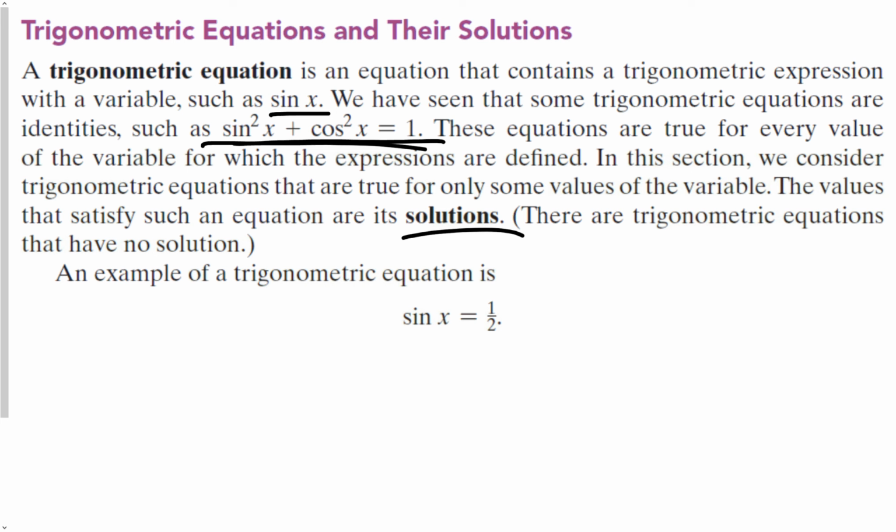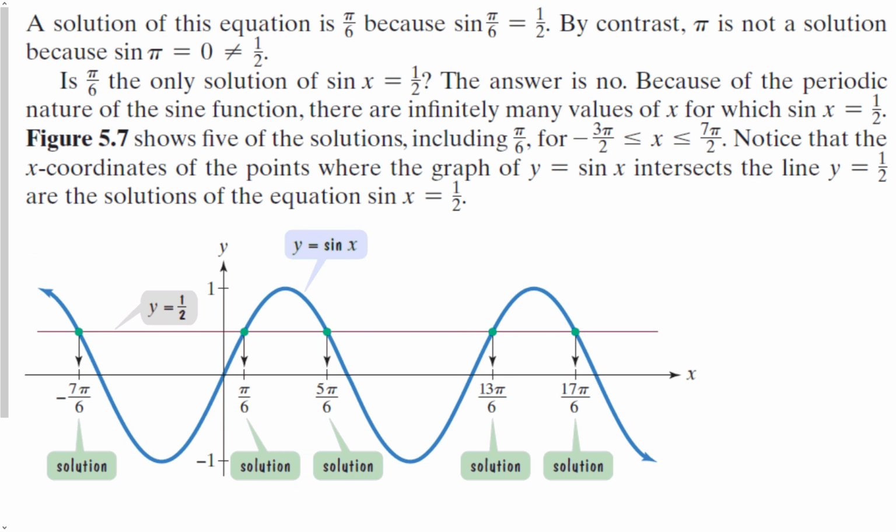An example of a trigonometric equation is sine x is equal to 1/2. Let's think about this for a second. Where is the sine equal to 1/2? Hopefully, from the unit circle, you remember that a solution to this is pi over 6, because the sine of pi over 6 is equal to 1/2. Pi is not a solution because the sine of pi is equal to 0, which is not 1/2.